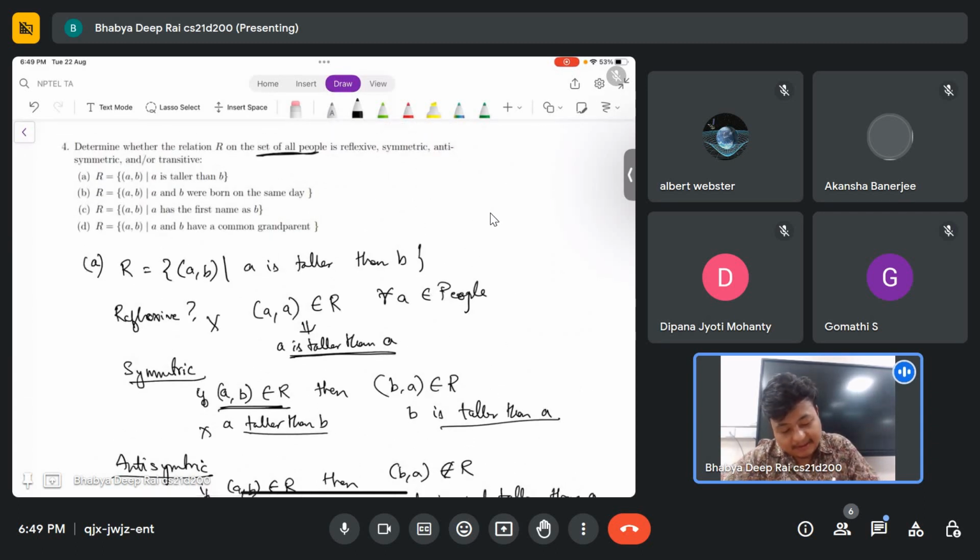So I would like you guys to try this one, B. A and B were born on the same day. A is related to B if A and B were born on the same day. Is the relation reflexive, symmetric, antisymmetric, transitive? It could be a combination. Okay, please try the question B.